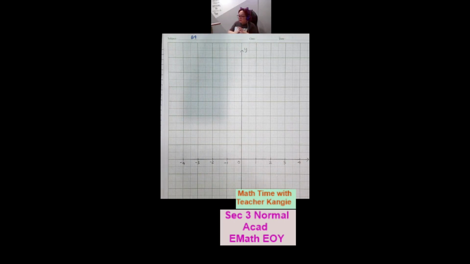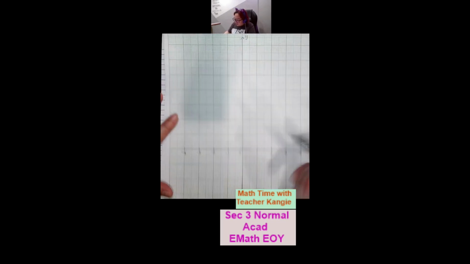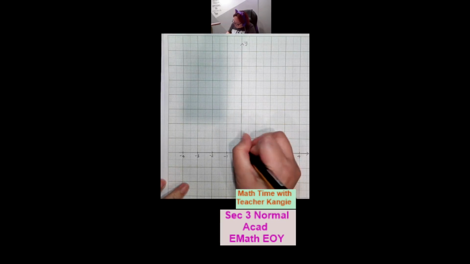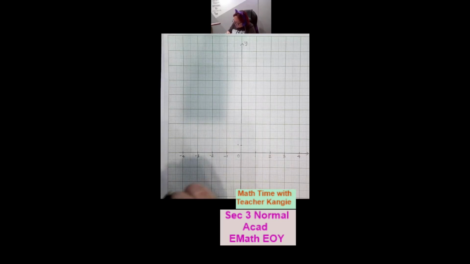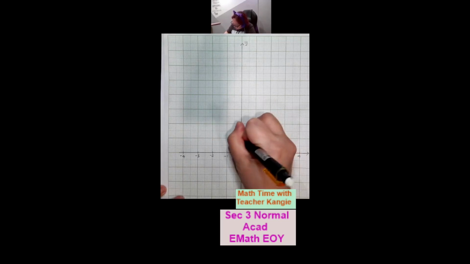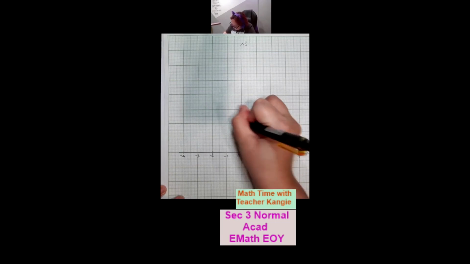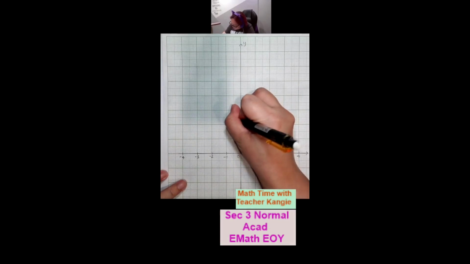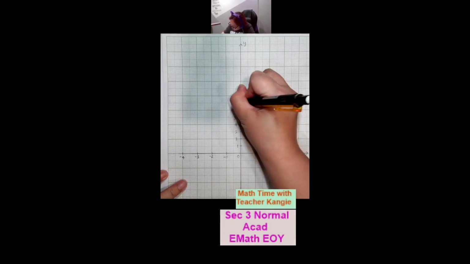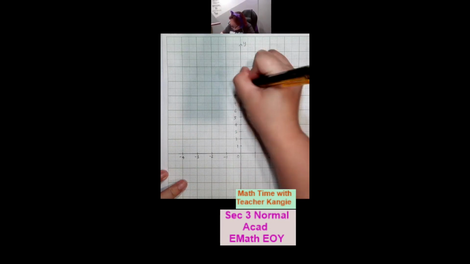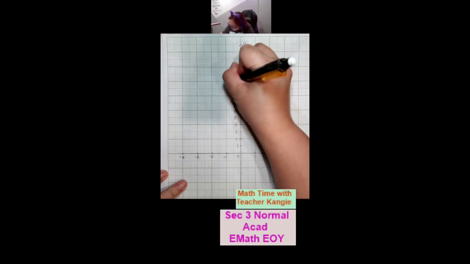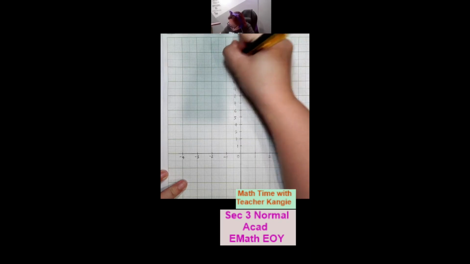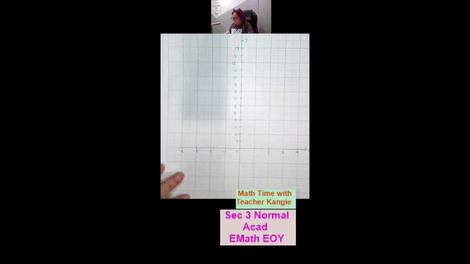Ta-da! Okay. Now, my y-axis, don't forget 1 cm to 1 unit. So put 1, 2, 3, 4, 5, 6, 7, 8, 9, 10, 11, 12, 13, and 14.